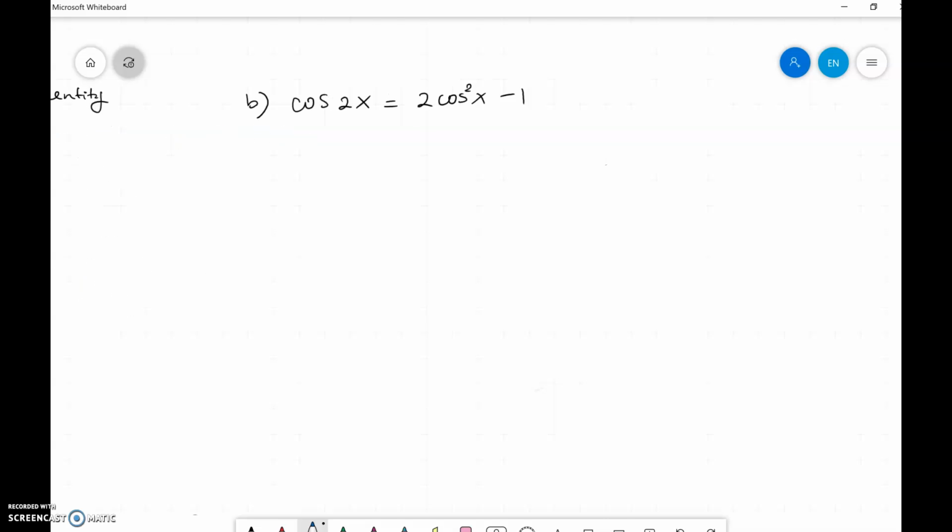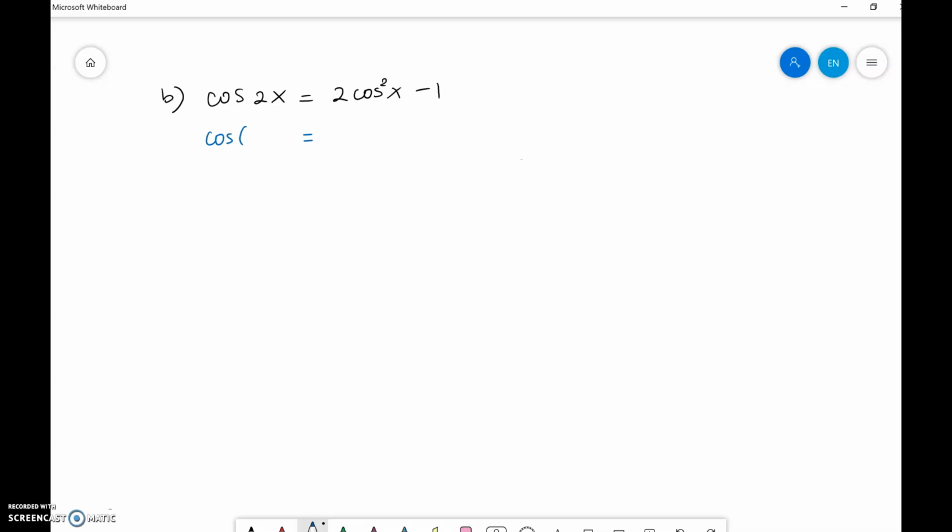Let me erase it so we have more room. For this one, we want to verify the identity. I do have a cosine, there are no secants, that's good. However, I have a 2x. Even though 2 cosine squared x minus 1 looks more complicated, cosine of 2x I can rewrite as cosine of x plus x. That gives me the hint that I can use the sum formulas. So I'm going to start from the left hand side.